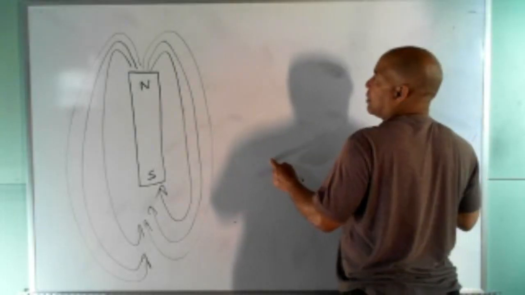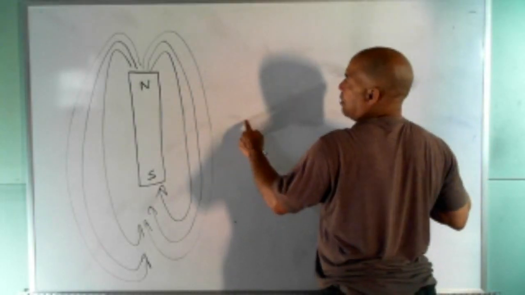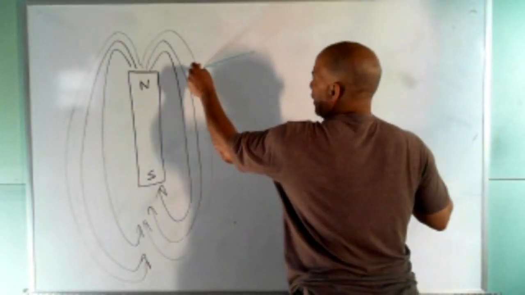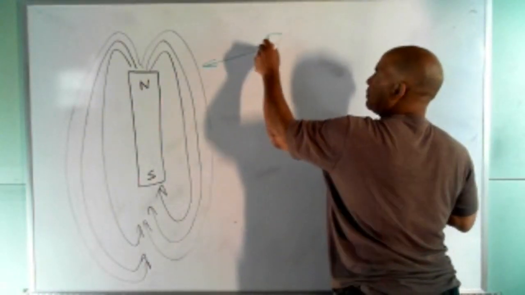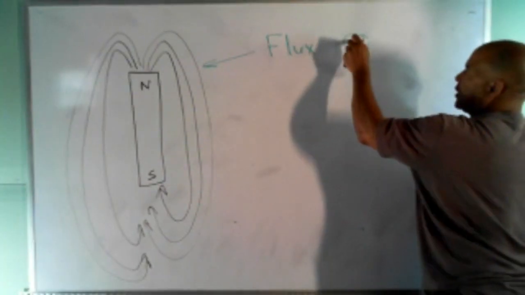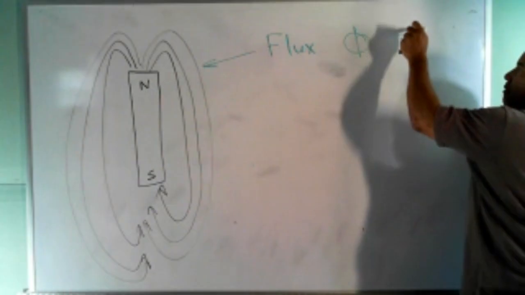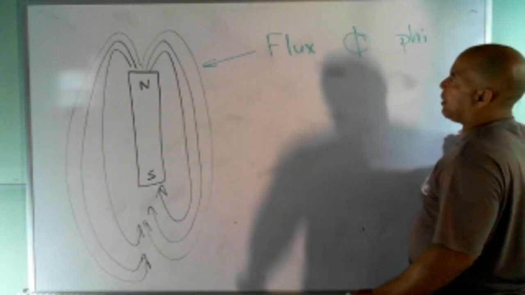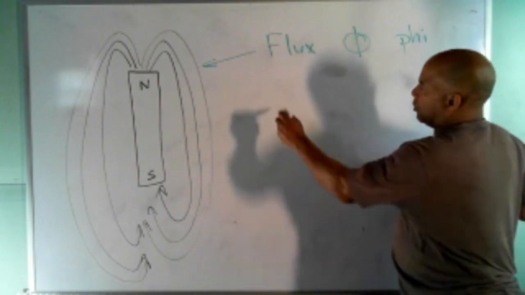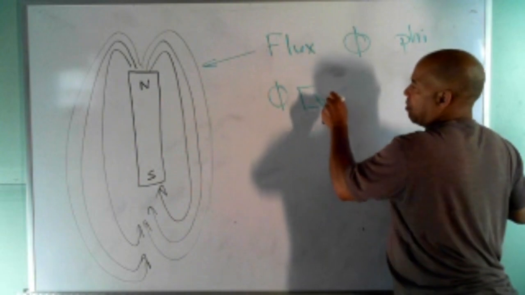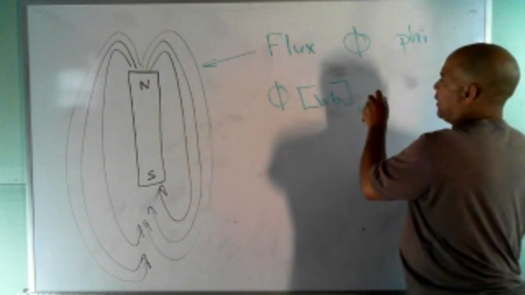When we talked about magnets back in DC, we called this flux. You might remember that the symbol for flux was this, the Greek letter phi. I don't know if it's phi or phi, I always say phi. And the unit for flux, there were a couple of units. One was the Weber, and the other was the Maxwell.